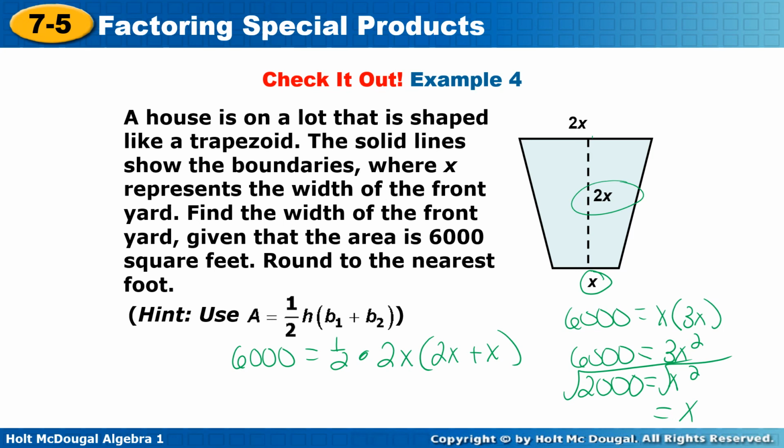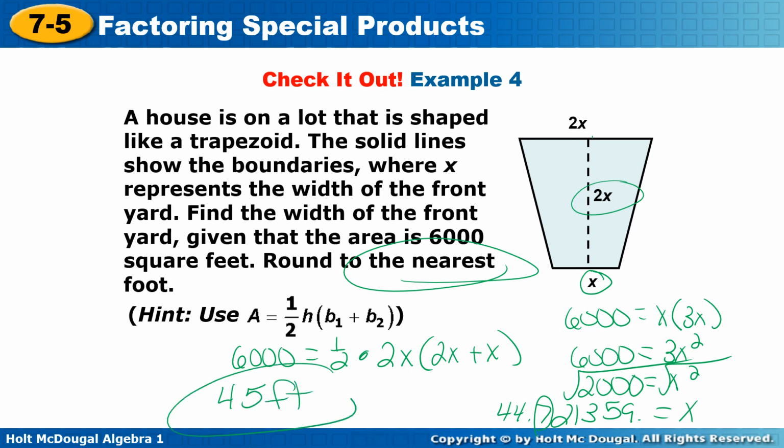When you plug it into your calculator, be mindful of the calculator you're using. Some of them you have to write the square root symbol first, and others you put the number first and then hit the square root. So I get 44.721359. That's what fits on my calculator. I said to round to the nearest foot, so we're going to look at this number, and it's approximately 45 feet. It's not an exact value, but it's an approximate value.